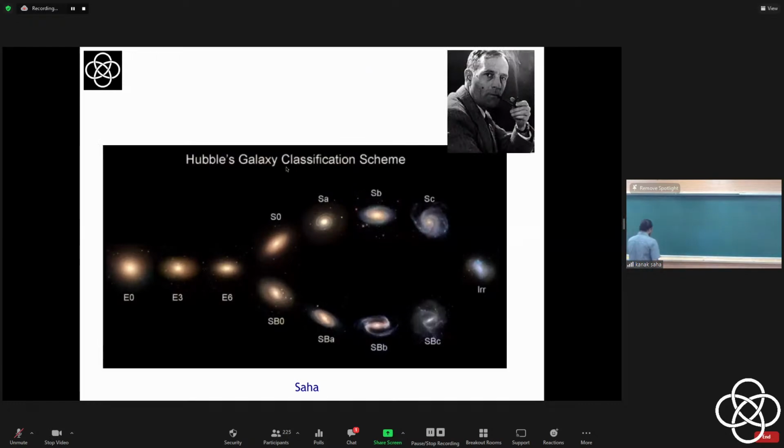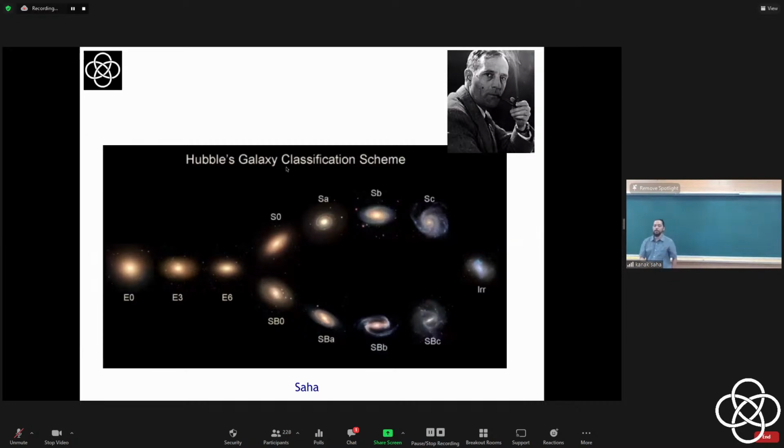Now, going through this crash course of galaxies from the very early universe to now, the local universe. So this is what you probably have seen. And this Hubble classification scheme is what I was talking about.